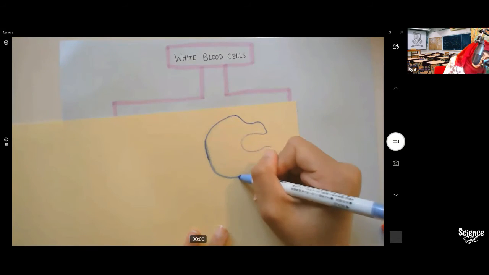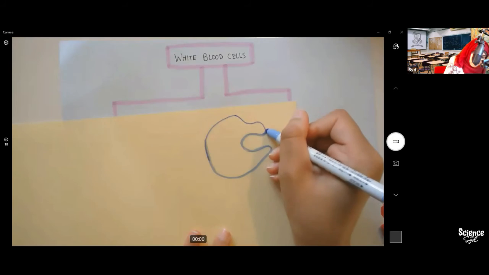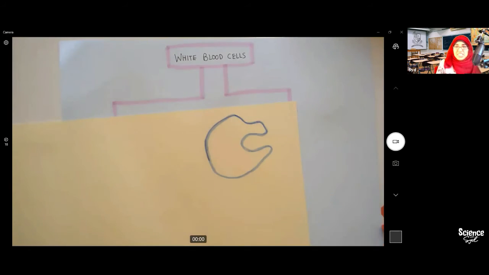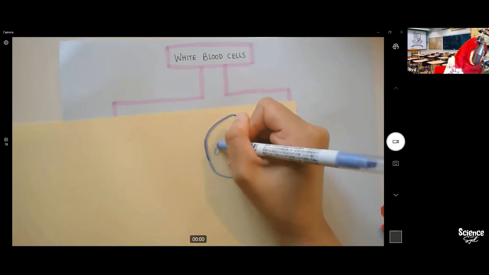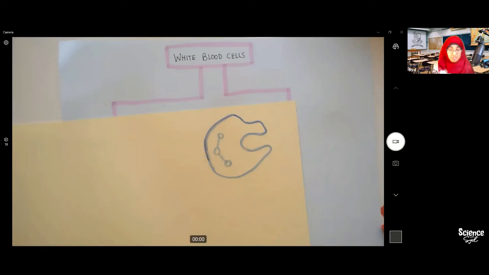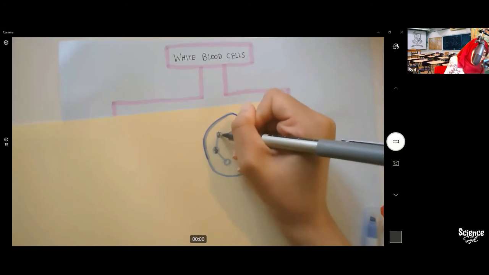This works. So what happens is if they sense that something is near them that shouldn't be in the body, they basically gobble them up. And we have little structures inside of this, so I'm going to just draw the structures in here. You have lots of different types as well, but I'm just going to draw one type over here.